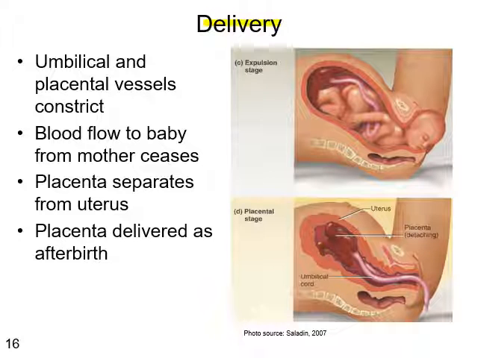Following delivery, the umbilical cord and the placenta, really the blood vessels in the placenta, constrict. Blood flow to the baby from the placenta really ceases. The placenta separates from the uterus and is delivered after childbirth as the afterbirth.